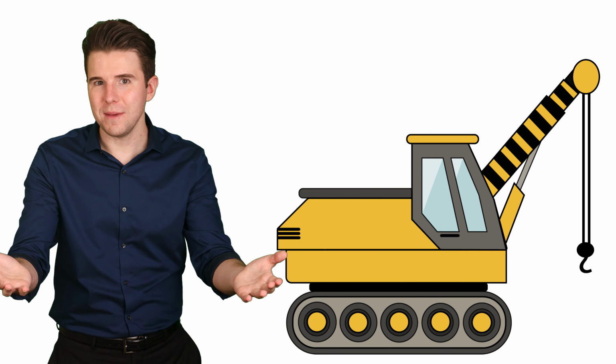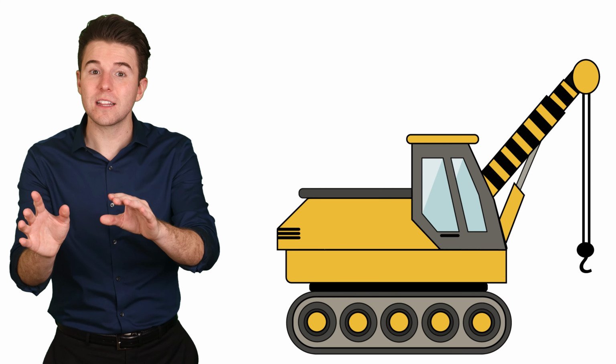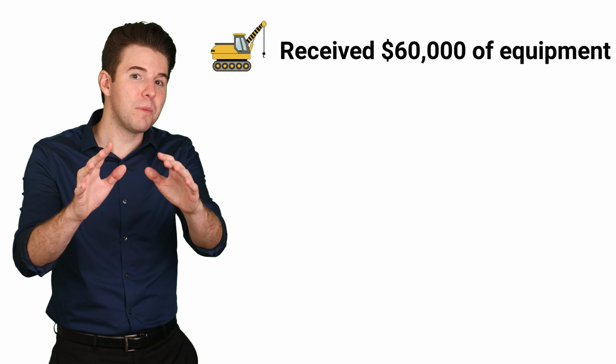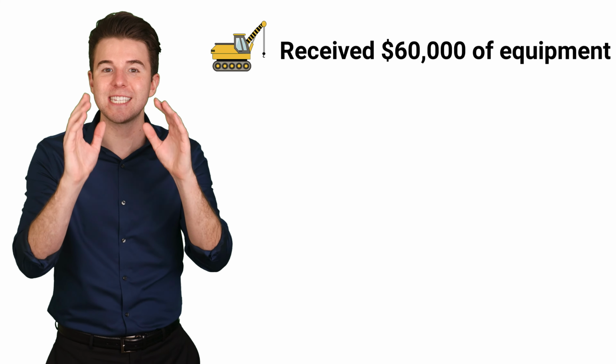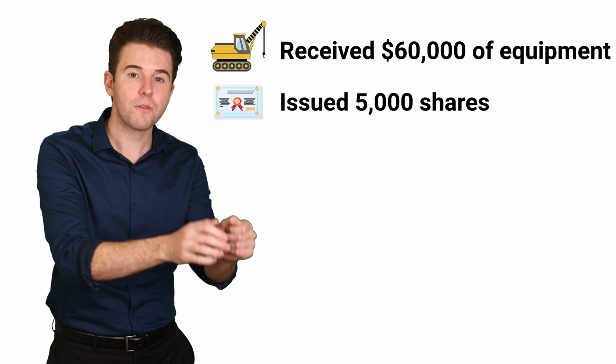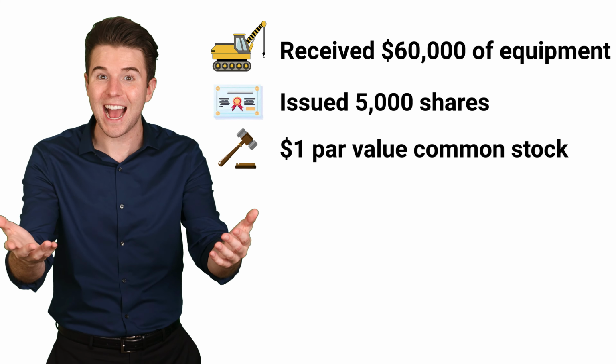Now, what if we issue common stock for assets other than cash? Let's say we are expanding our business and we need some equipment. We can't afford to pay cash, so we offer the seller stock in our corporation instead. In our example, the equipment is valued at $60,000, and we exchange this with the seller for 5,000 shares of our $1 par value common stock.